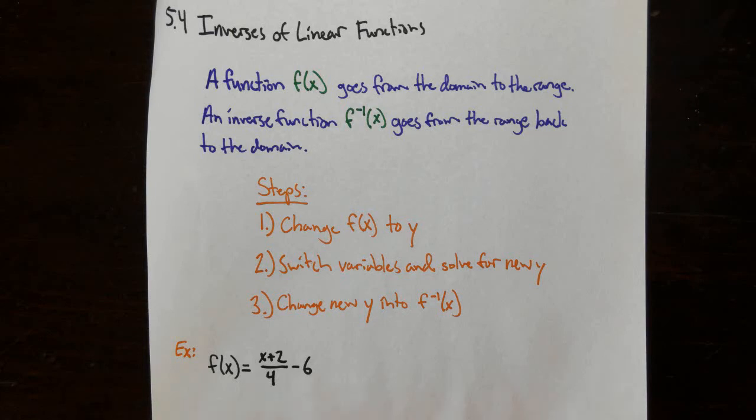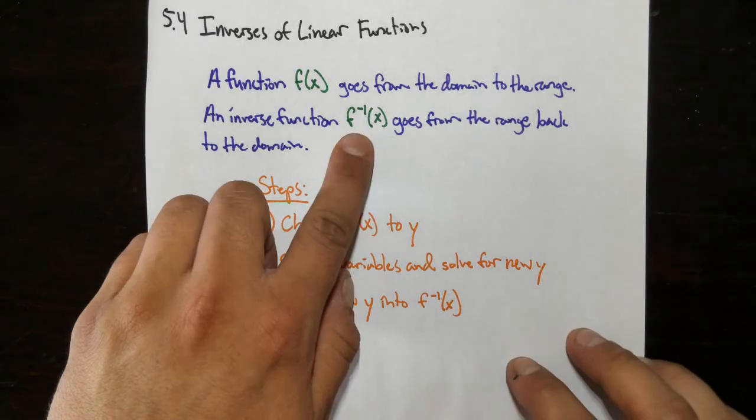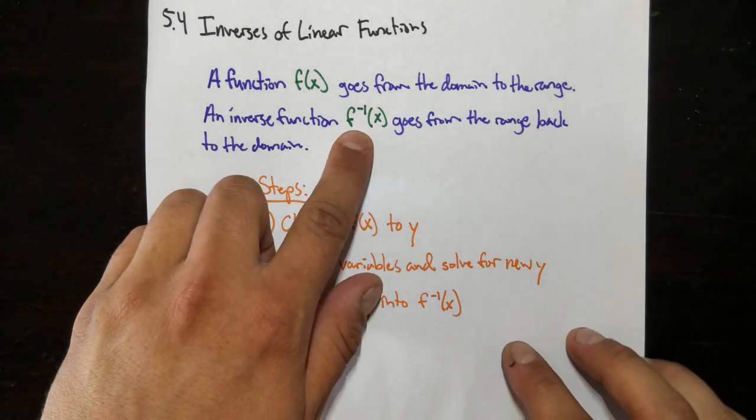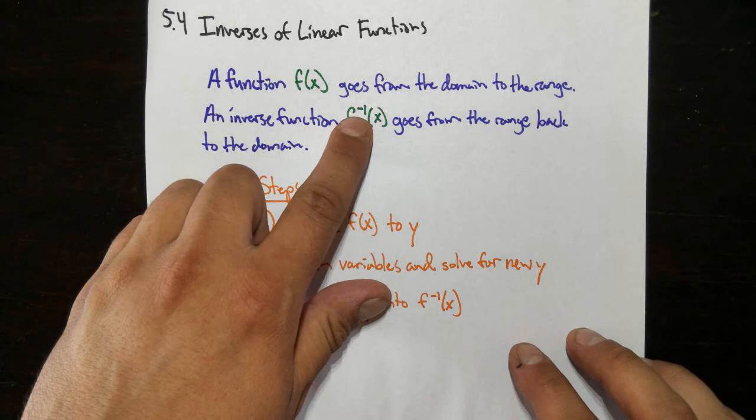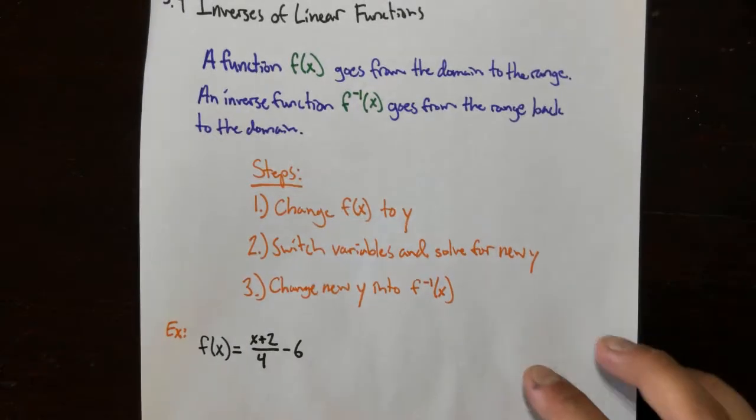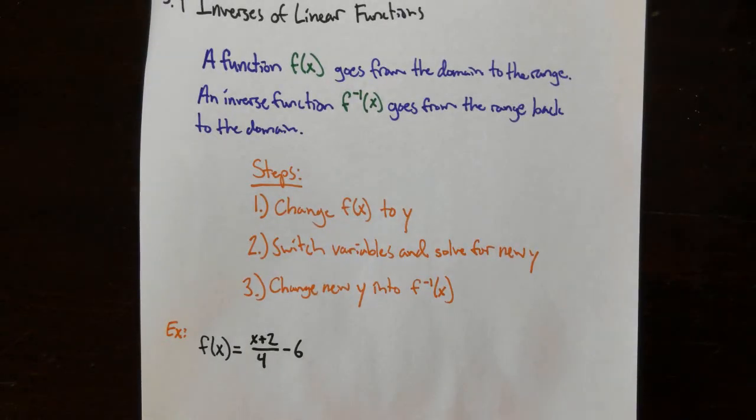Well, that function's inverse, denoted as f inverse of x, with that little -1 in the exponent, goes backwards. It goes from the range back to the domain. So what was once our inputs are now our outputs, and what was once our outputs is now our inputs. So it's the inverse function, and each function has an inverse.